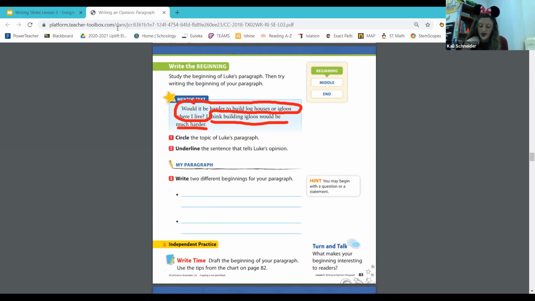So oftentimes as a writer, we try several versions before deciding which one to use, which one will get your attention the most. We make a draft and we get feedback from other people to help us know what caught their attention the most. So I want us to work together to write two different beginnings for our paragraph. So I want you to think about, what is our topic? What question did we ask?